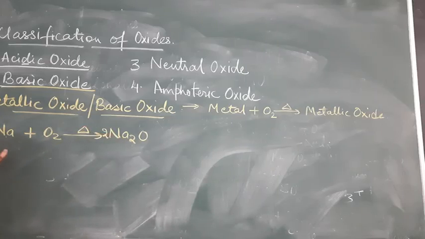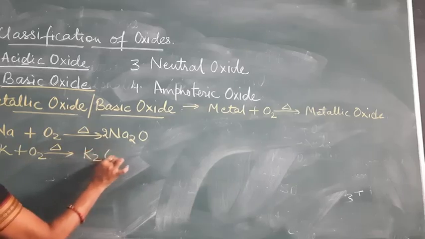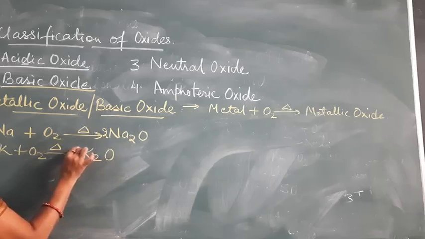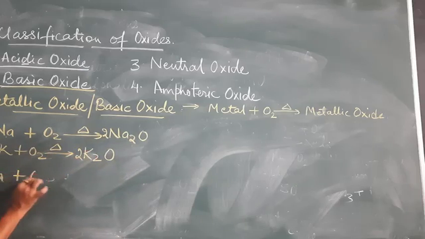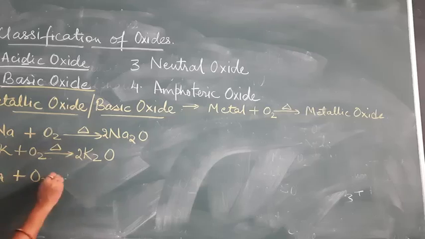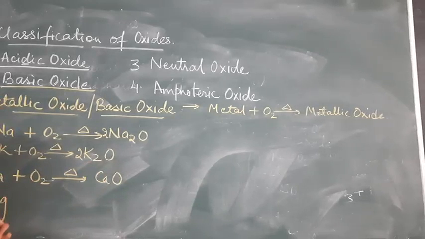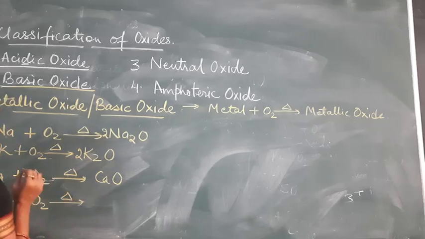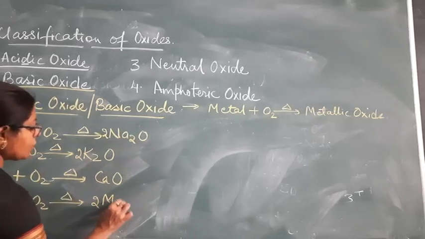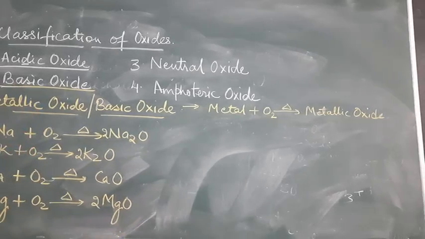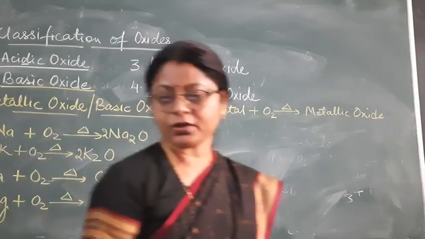Similarly, potassium when it reacts with oxygen on heating forms potassium oxide. Calcium on heating with oxygen forms calcium oxide. Magnesium on heating with oxygen, or burning with oxygen, forms magnesium oxide. So all these are the metallic oxides which form when metals react with oxygen.